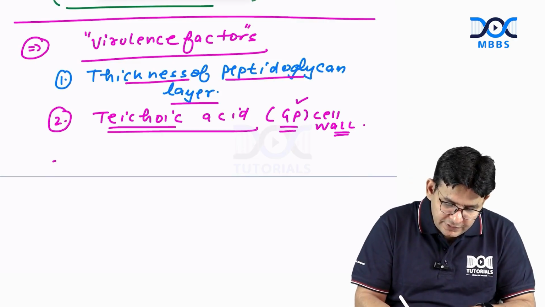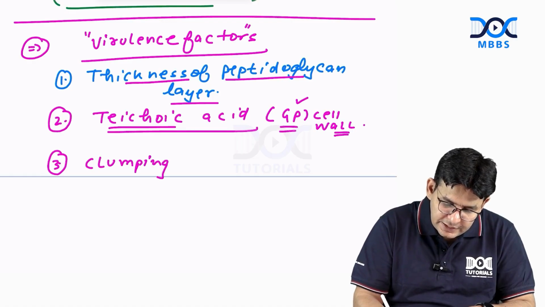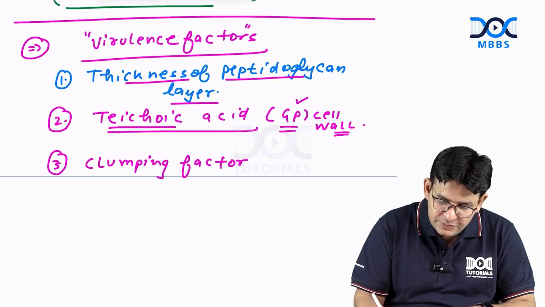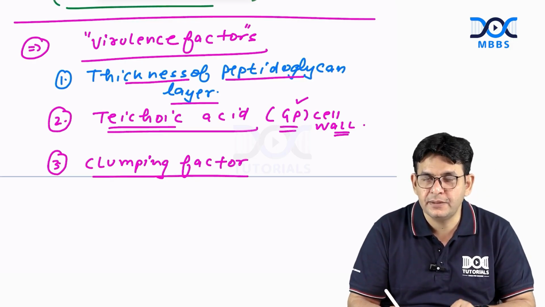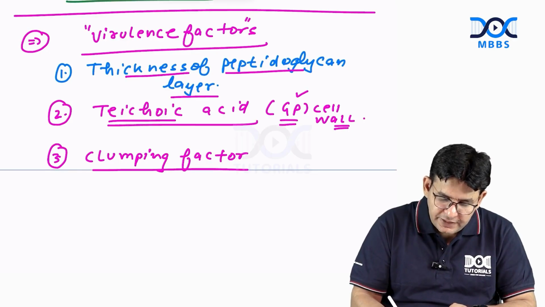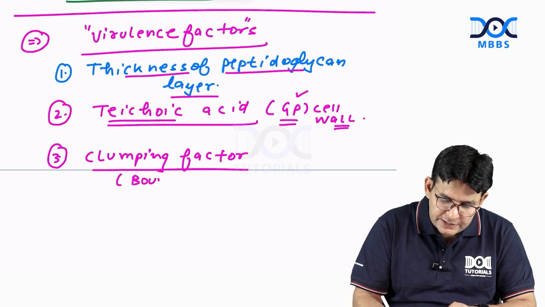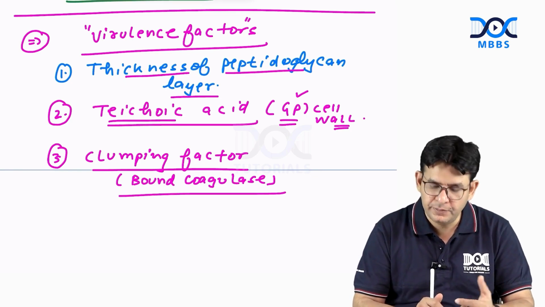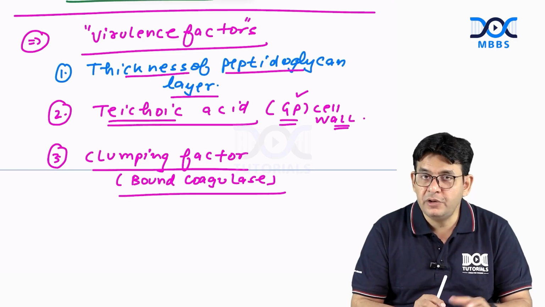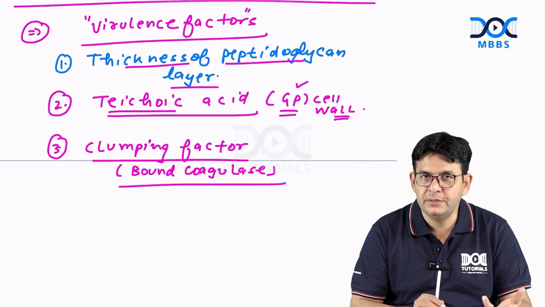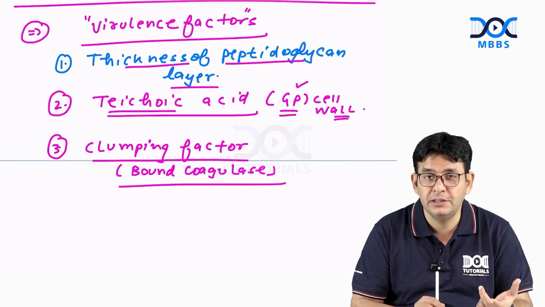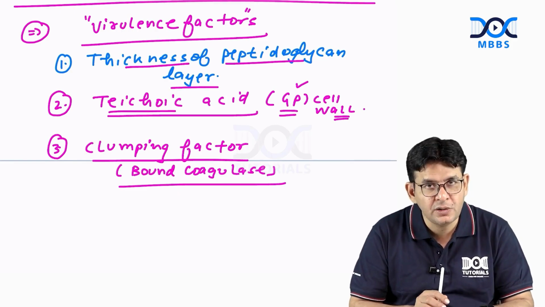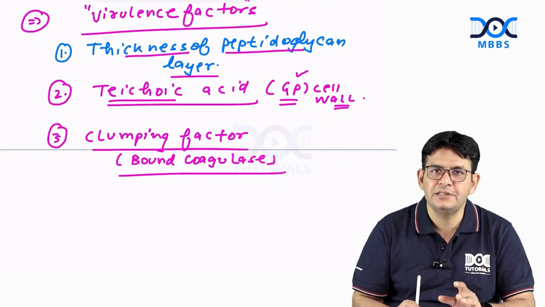Okay. The third one is the clumping factor. The third one is what, guys? The clumping factor. As the name suggests, it helps in clumping. And this clumping factor is actually the bound coagulase. Bound means in the cell wall it's in a bound form. So clumping factor, I've already told you, coagulase is the best test to determine the pathogenicity. So obviously, it also contributes to the virulence of the Staph aureus.